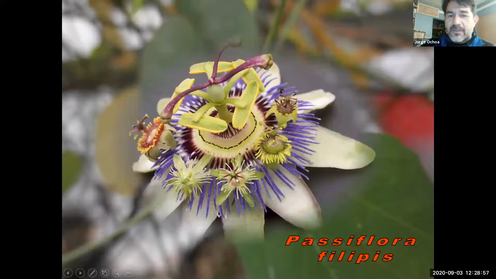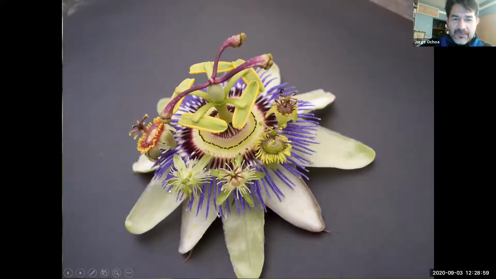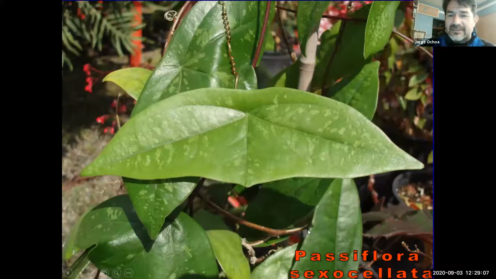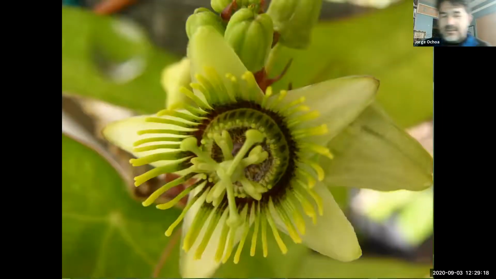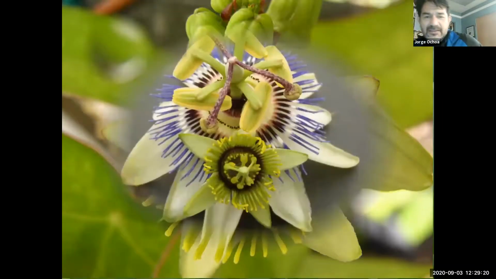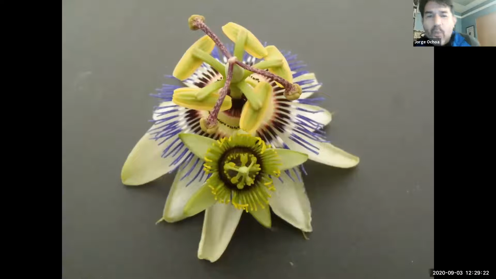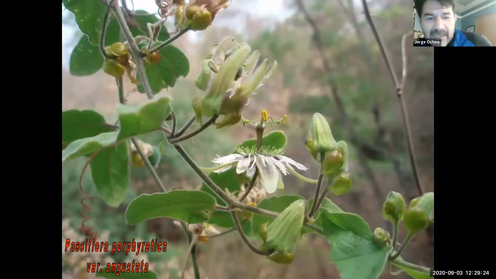Philippines from the Eastern United States, that would be right here, believed to be one of the most cold hardy passion flowers that there is. As well as Sexocellata, which is the bat wing passion vine. So here is the leaf, looks like the wings of a bat. Here's the flower. There's the close-up of it, and there it is. Now they're the size of a quarter or getting bigger.